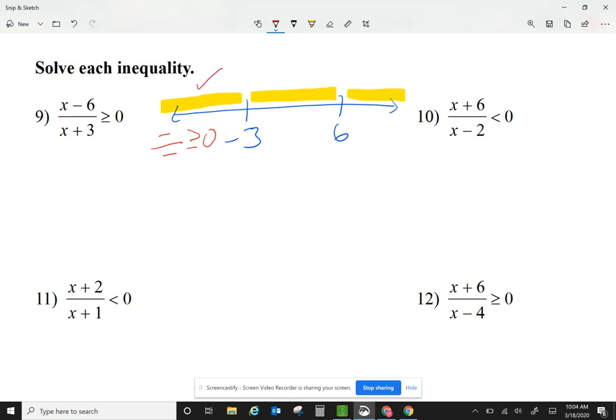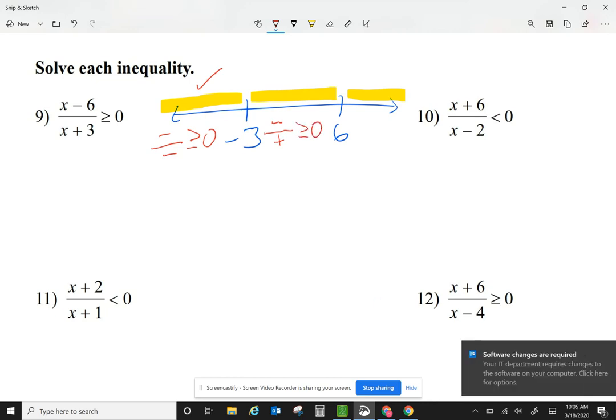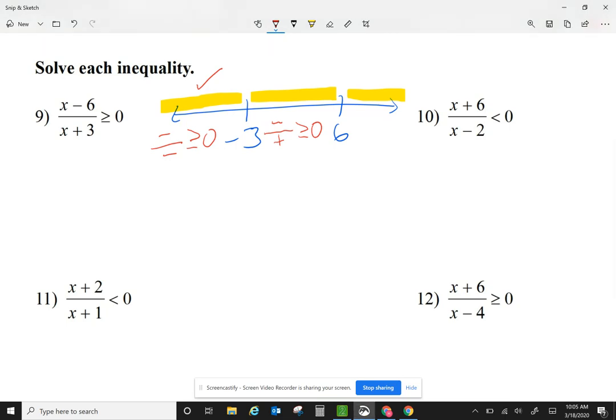It did work. Now let me think of any number between -3 and 6. Any number. In my case, let me think of 0. 0 minus 6 gives me a negative sign. 0 plus 3, that gives me a positive sign. And this thing, it says, is greater or equal to 0. Negative divided by positive, it's negative. A negative greater or equal to 0? Nope, that's not true.